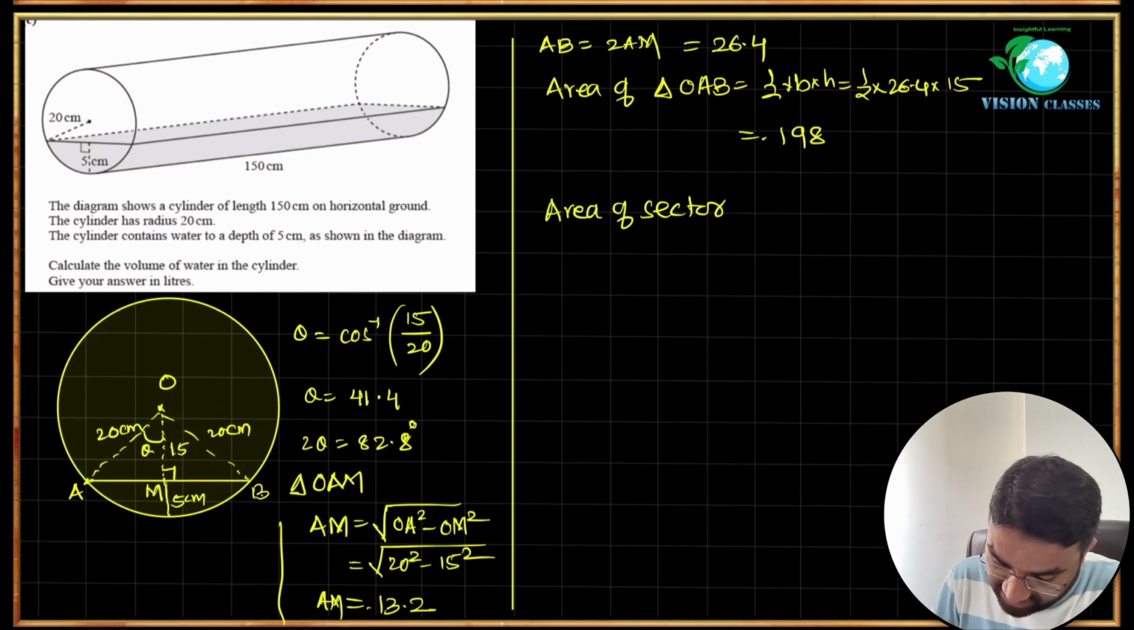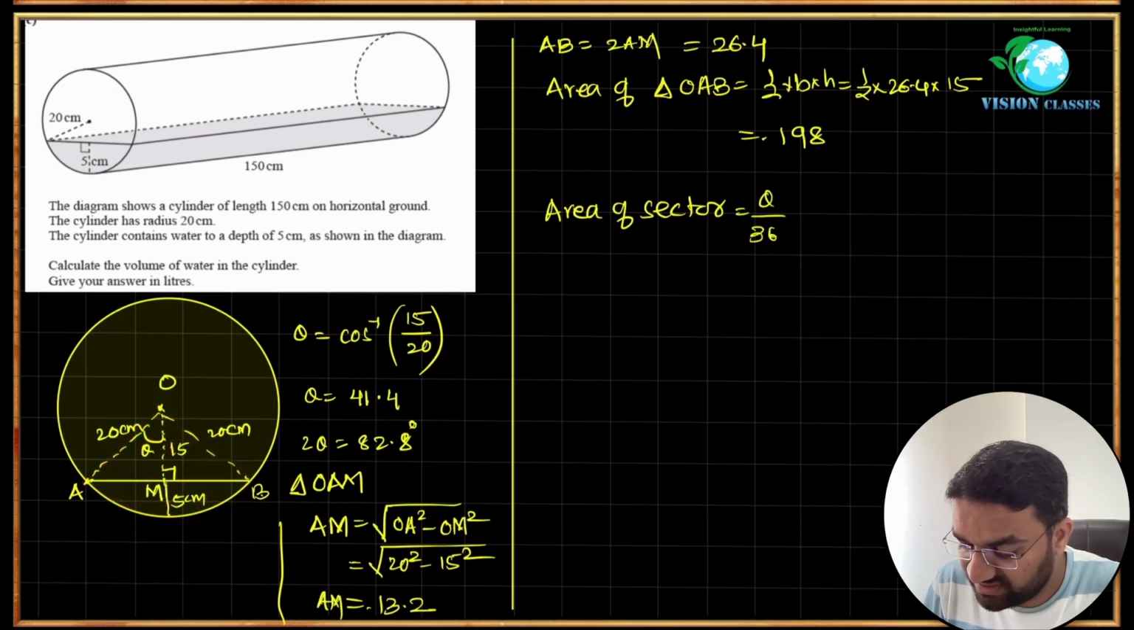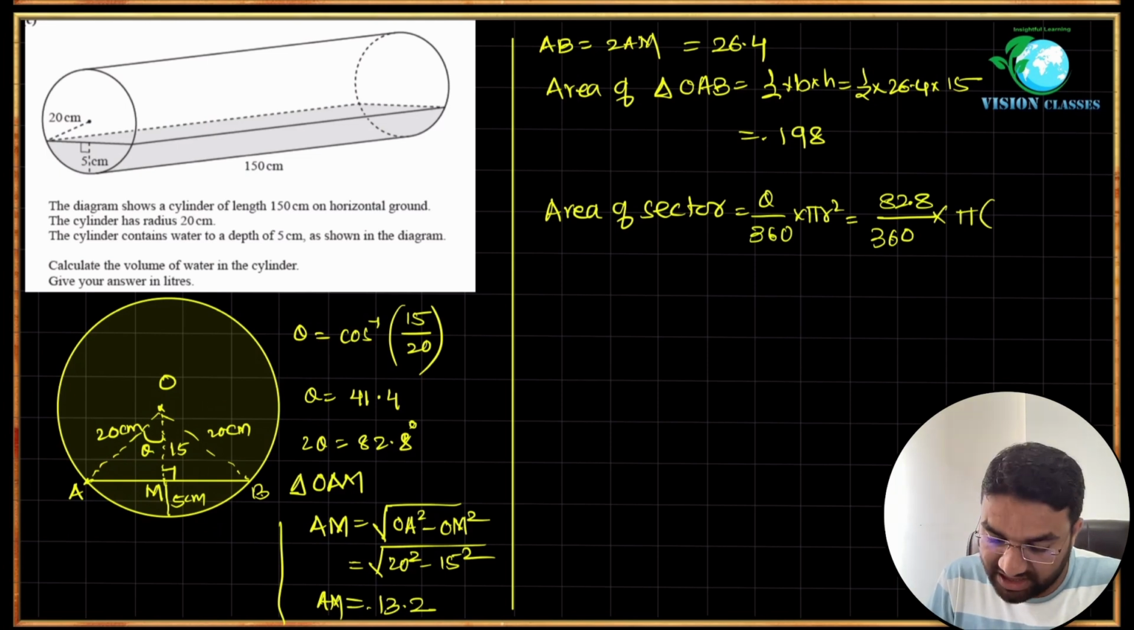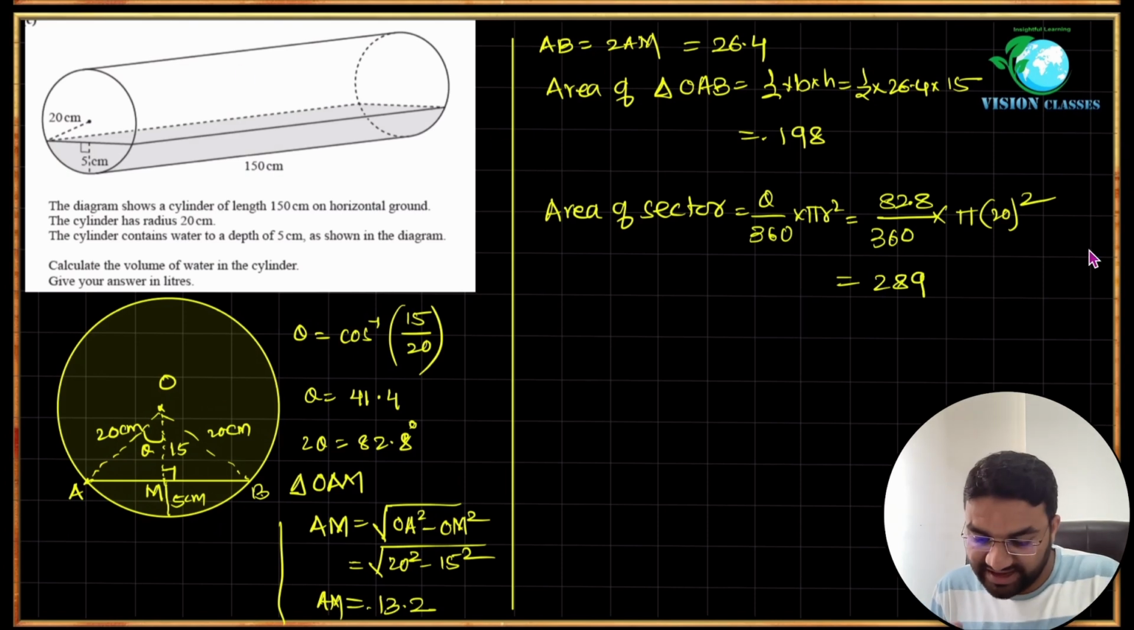Then the area of the sector. This complete sector is theta by 360 times pi r squared. Theta we already know is 82.8, divided by 360 times pi times 20 squared. If we simplify this whole thing, we will get 289. So this is the area of the sector.